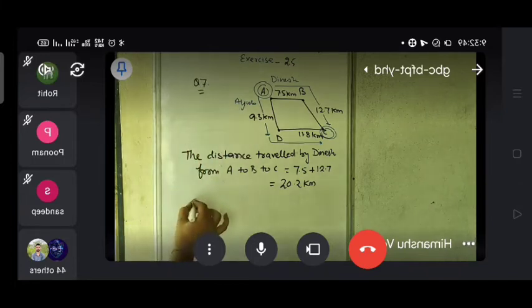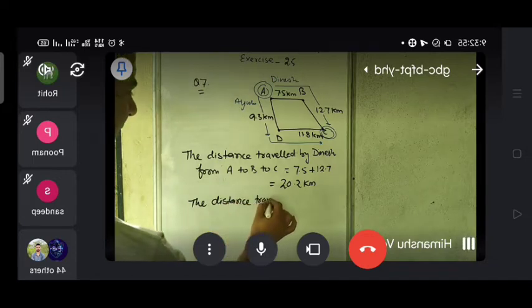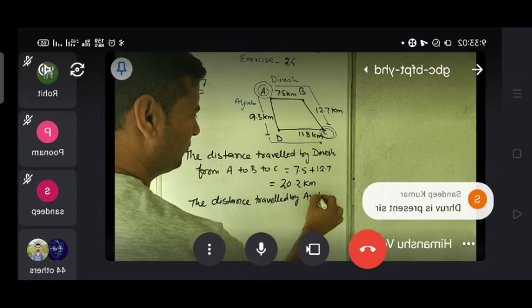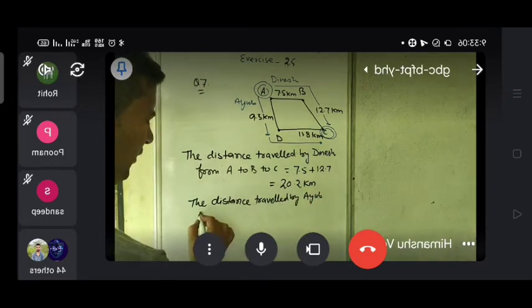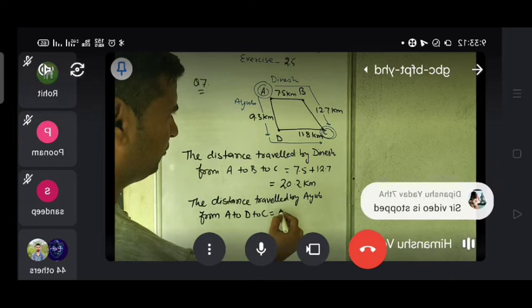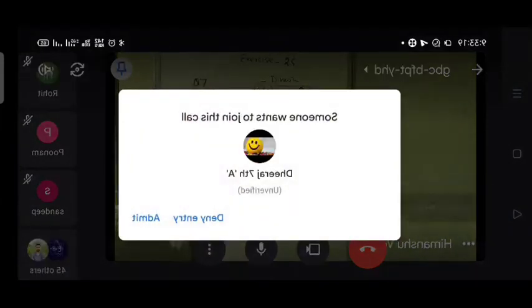Now the distance traveled by Ayub is equal to, from A to D to C, 9.3 plus 11.8, and their sum is 9.3 plus 11.8. 8 and 3, 11, 1 carry, 9 and 1, 10 and 1, 11, 1 carry, and 21.1 kilometer. So now we have to explain who traveled more.